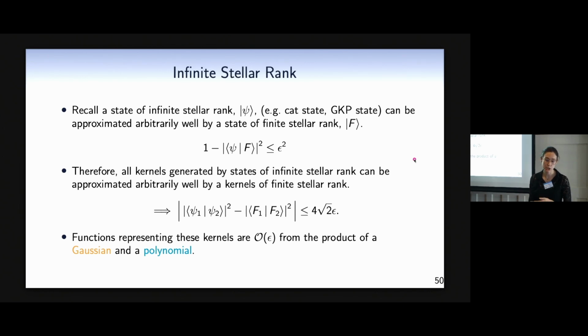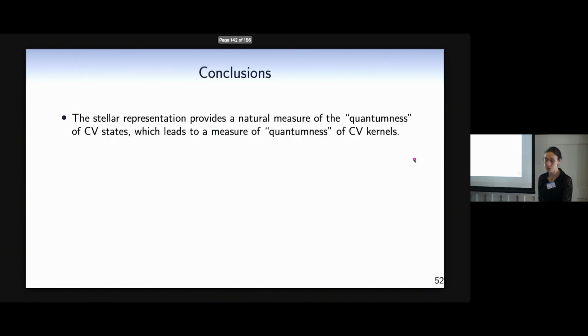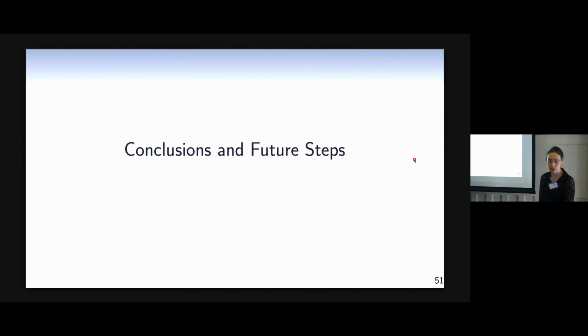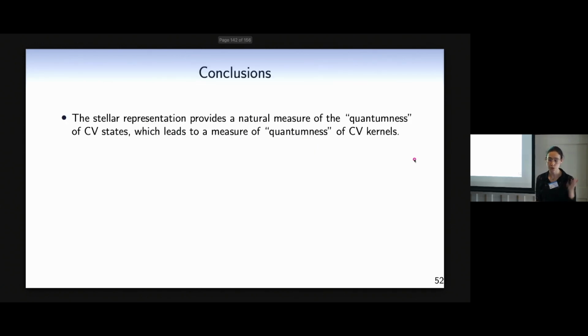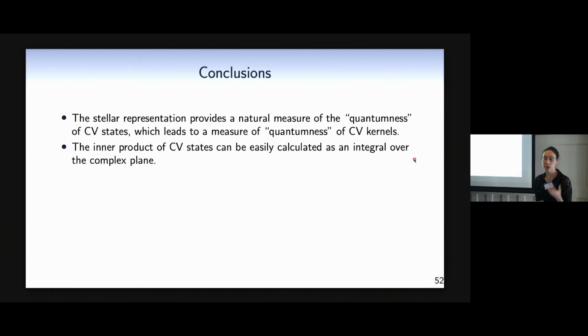All continuous variable functions are at least order epsilon away from the product of a Gaussian and a polynomial. I'm sure I've got quite a bit of time left, so hopefully we can have a discussion. The big takeaways of this talk: stellar representation provides a natural measure of quantumness of CV states, which leads to a measure of quantumness of CV quantum kernels. Again, stellar rank of n gives you a quantum kernel of stellar rank of 4n.